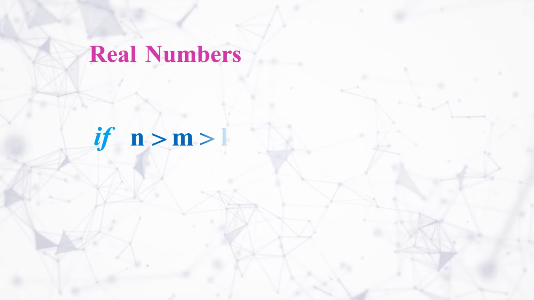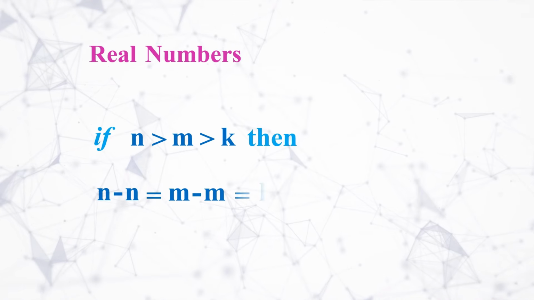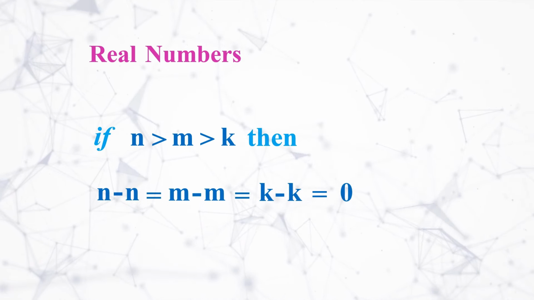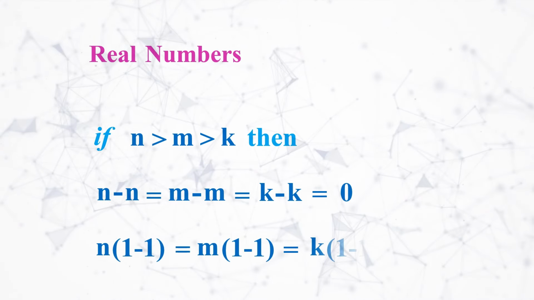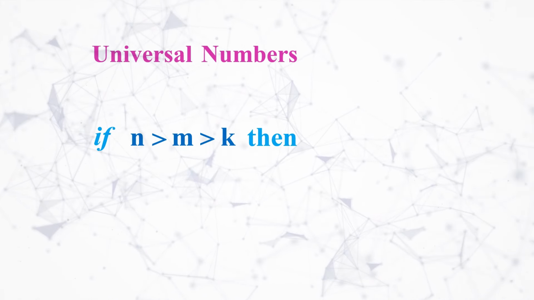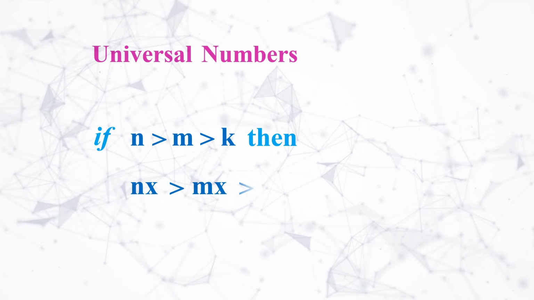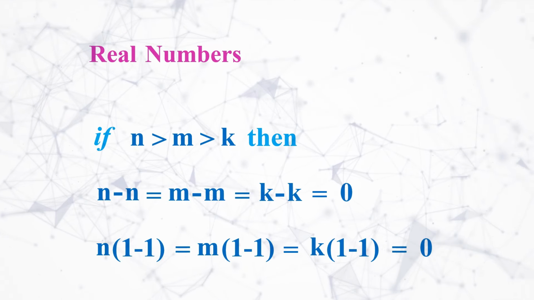So what is the mathematical definition of 0? In real numbers, if n is greater than m is greater than k, we can write n minus n is equal to m minus m is equal to k minus k is equal to 0. And if we use the distributive rule, n times (1 minus 1) is equal to m times (1 minus 1) is equal to k times (1 minus 1). But in universal numbers, if n is greater than m is greater than k, then nx is greater than mx is greater than kx, even for 0. So this equation as per universal numbers turns into this.